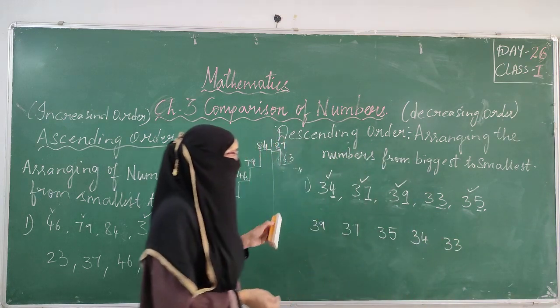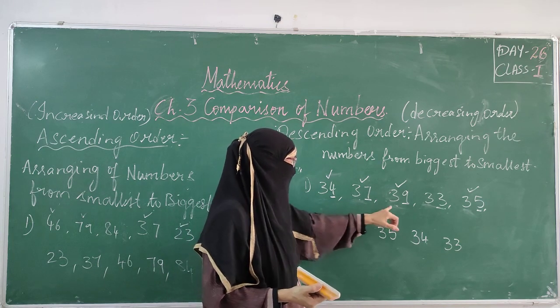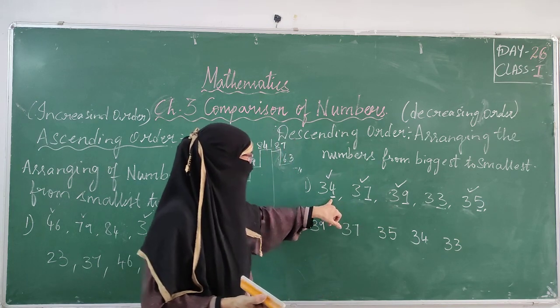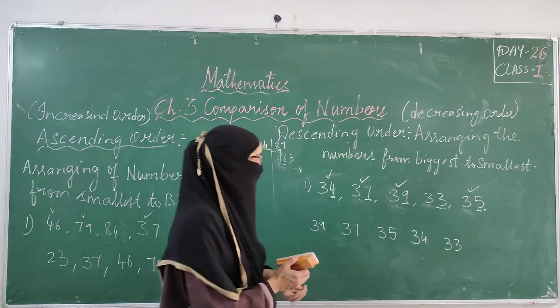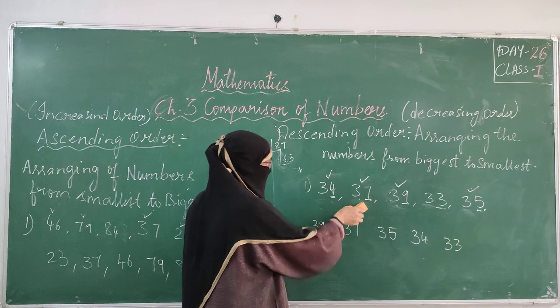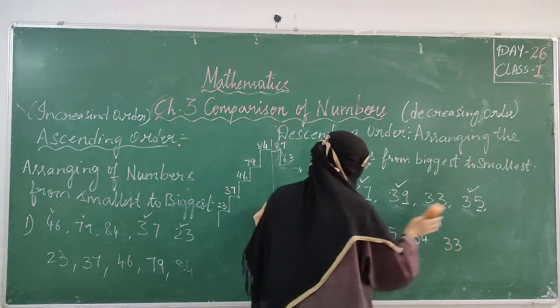So in this way, if the number in the tens place is the same, you have to check the place value of the 1's place. Here it is 4, 7, 9, 3 and 5. In this way, you have to check the number in the 1's place and write according to decreasing order, biggest to smallest.